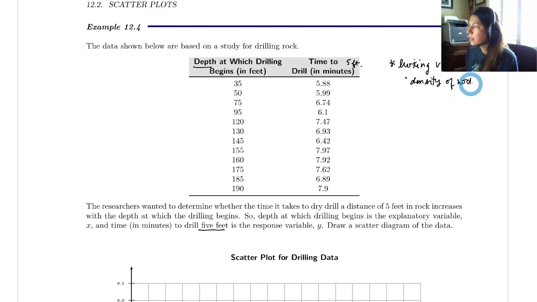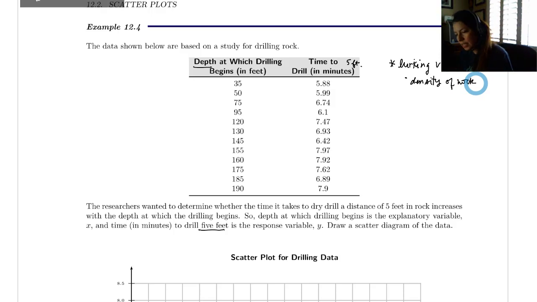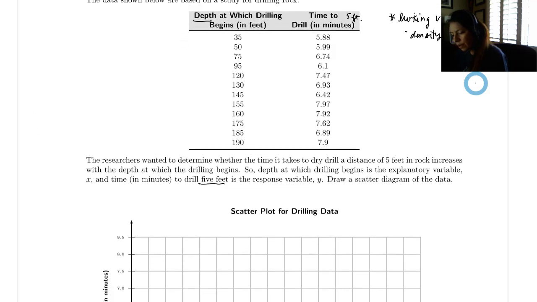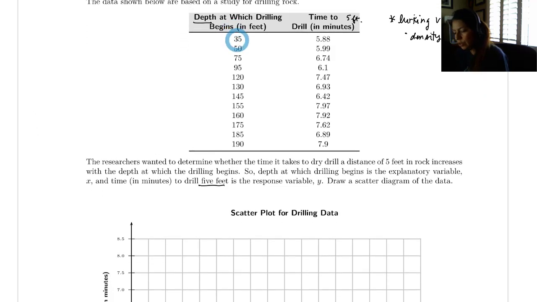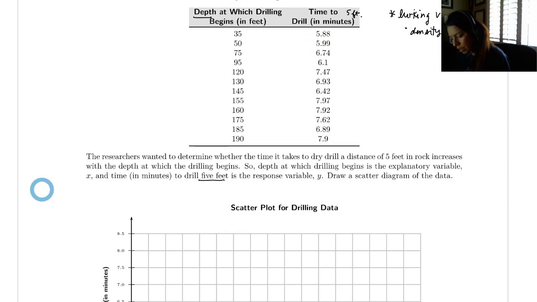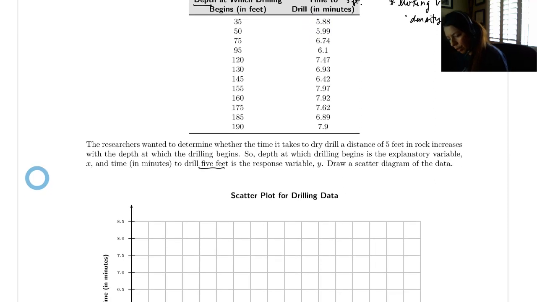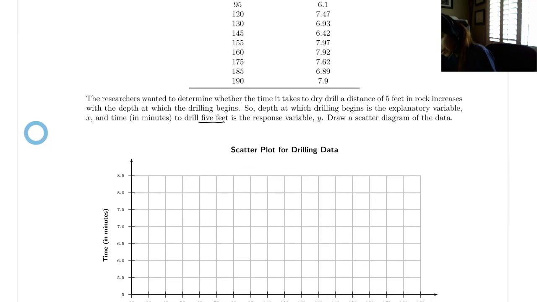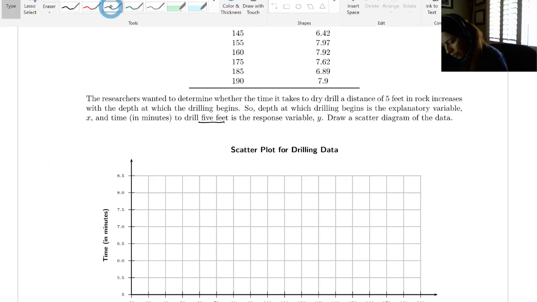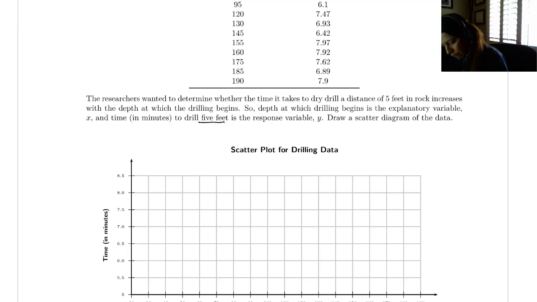Okay, so how we're going to plot this is to take every x value here as my x coordinate, and the matching value as my y coordinate. So go ahead and plot those on the scatter plot. I'm going to use a thicker marker. So 35, which is right in the middle here, and 5.88, so maybe about here.